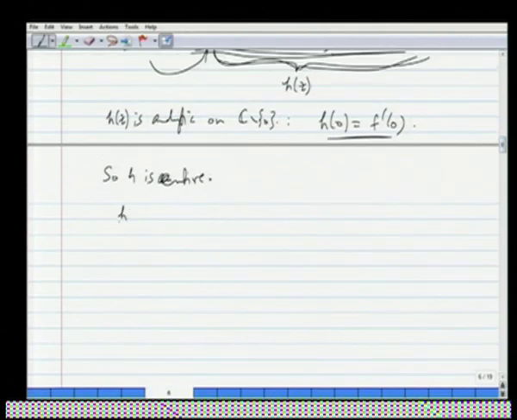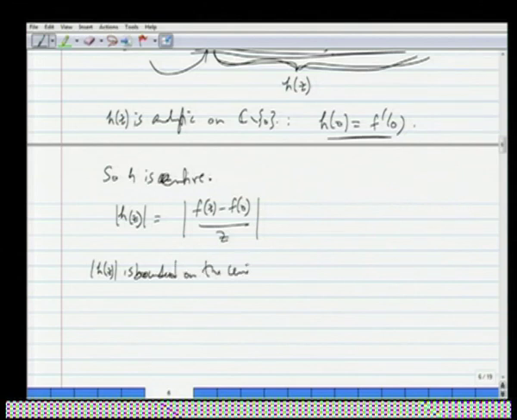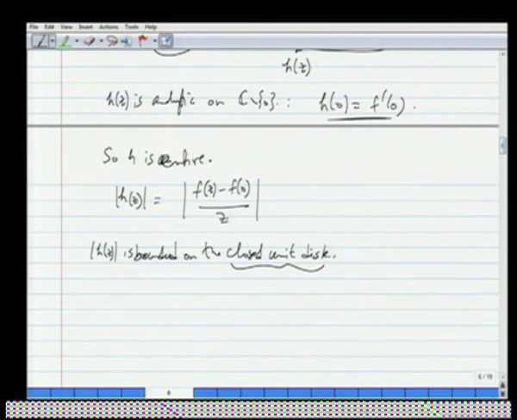Okay. So, the modulus of h, notice, is now going to be the modulus of f of z minus f of 0 by z. Firstly, the modulus of h of z is bounded on the closed unit disk. That is because h is an entire function, it is analytic, so h is continuous. So, the modulus of h is a continuous function, and a continuous function on a compact set is bounded. So, let modulus of h of z be less than or equal to m for z belonging to the closure of B 0 1.